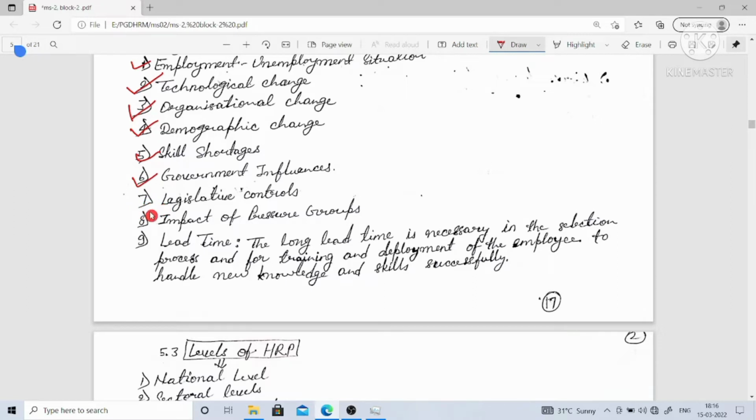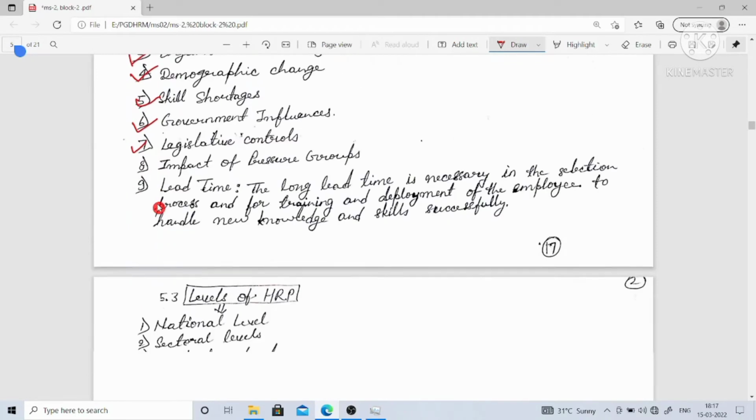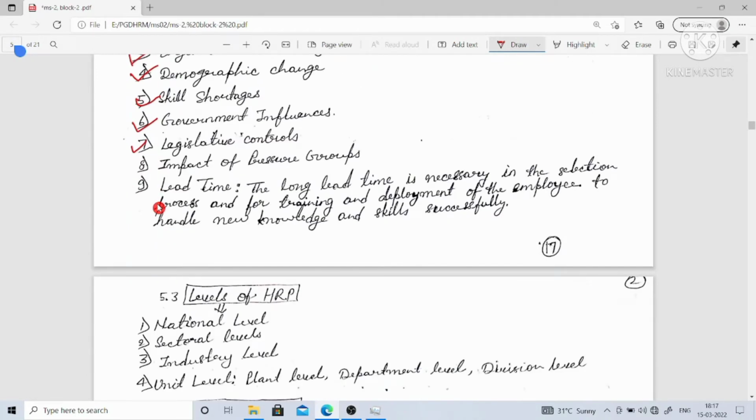Legislative control, meaning by legal procedures, legal bodies can affect the way organizations work and the number of people working in the organization. Then the impact of pressure groups. Many different kinds of pressure groups are present in the specific environment of the organization. Those groups also affect the increase and decrease of the number of people working in the organization.